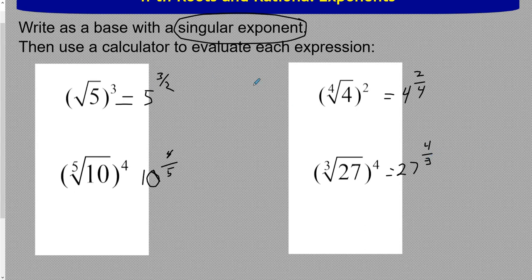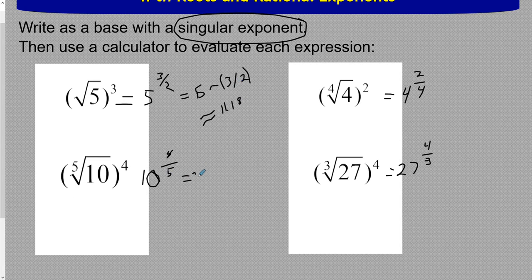Then it says to evaluate each expression using a calculator. So to evaluate something like this with a calculator, you're going to type in 5 to the, so that's that caret button on a graphing calculator. It's right above the division symbol. Your phone should have it also. Open parentheses, 3 divided by 2, close parentheses. Those parentheses are important. Otherwise, you're going to end up raising it to the 3rd power and then dividing that whole thing by 2, which is not the same as raising to the 3/2. So 5 to the 3/2 should be approximately 11.18.